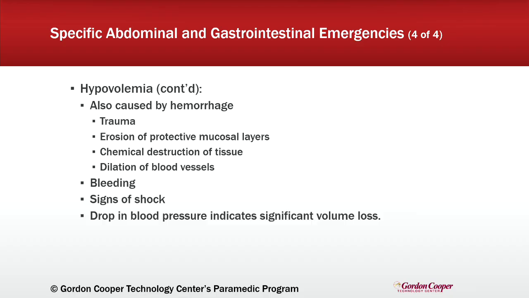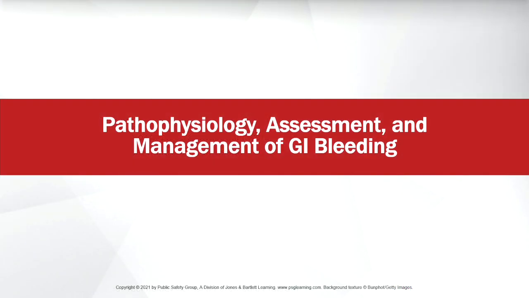So look for those signs of shock. That's going to include anxiety or restlessness, pale, cool, clammy skin, maybe a fast heart rate, narrowing pulse pressures, and an increased respiratory rate. Remember that a drop in blood pressure is actually a late sign and is an indication of significant volume loss. So we don't want to wait until the blood pressure starts to give us a clue that they're actually losing blood. We want to be aware of that and be proactive.